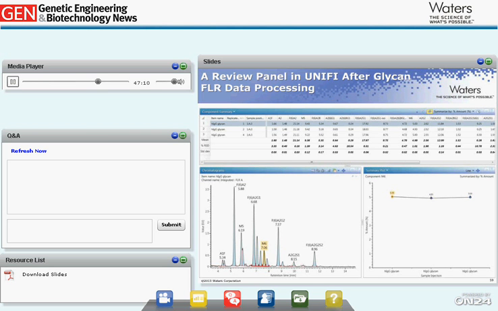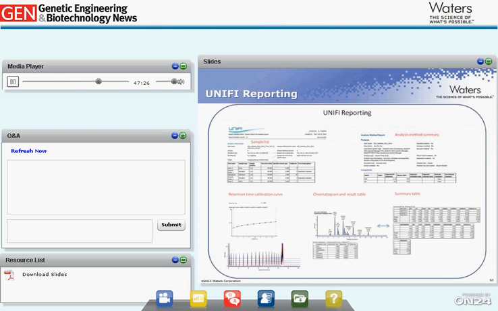And also you can perform statistical analysis from multiple injections for the same peak component. This is just one of the things you can do in Unify for release glycan. And here's a Unify reporting. This could be very, very useful for any scientist trying to communicate their results with their peers in the same laboratory or outside their laboratory.